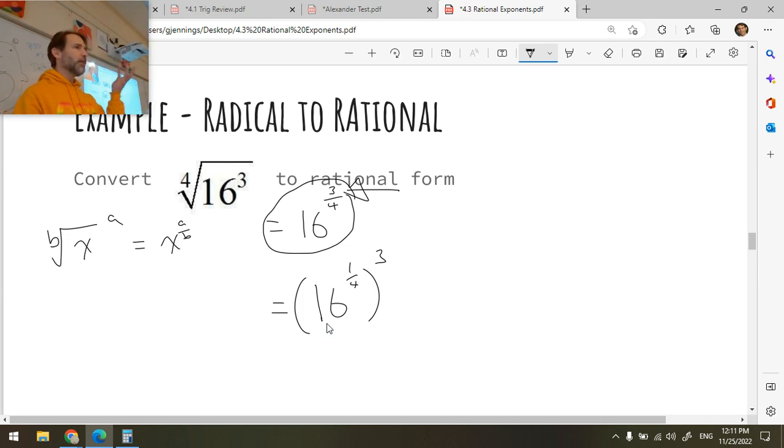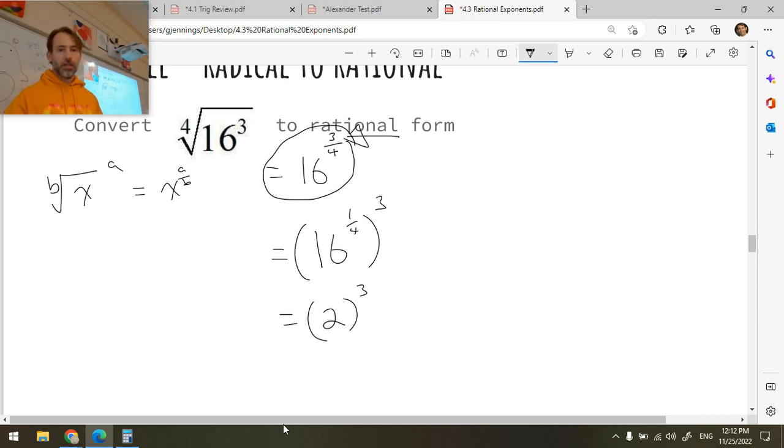What number multiplied by itself 4 times gives me 16? 2, good. So 16 to the 1/4 is equal to 2. And then I'm going to raise 2 to the power 3. What will that be? It will be 8. Very good. So this is 8.